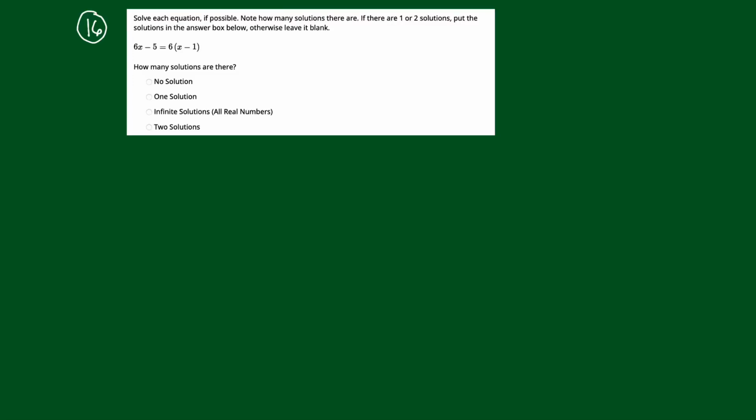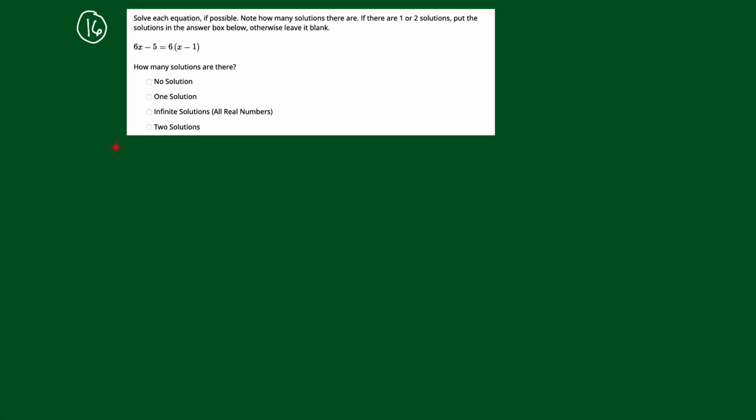Let's read this problem. It says solve each equation. Well, there's only one, but solve the equation if possible. Note how many solutions there are. If there are one or two solutions, put the possible number in the answer box. Okay, there's not going to be two. We're not dealing with two solutions. We're going to have either 1, 0, or infinitely many.